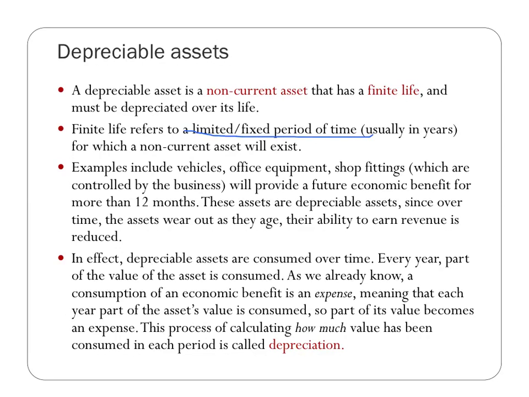They are non-current assets because they provide a future economic benefit for more than 12 months to the business. They are also depreciable because they wear out. As they age, their productive capacity will be reduced. So in effect, depreciable assets are consumed over time, and each year, the part of the value of the asset that is consumed, we consider as the depreciation expense. The process of calculating how much value has been consumed in each period is called depreciation.